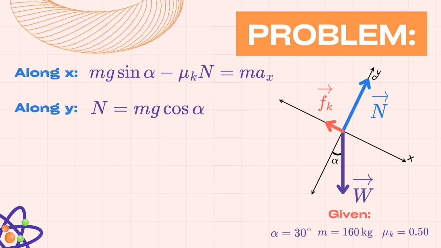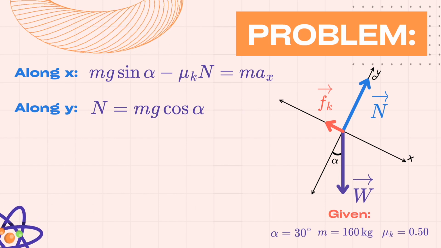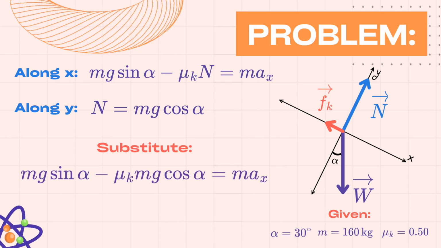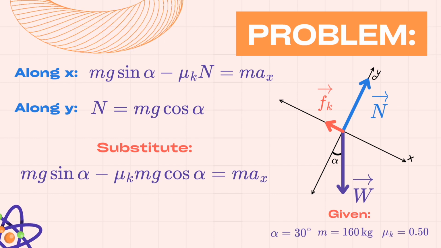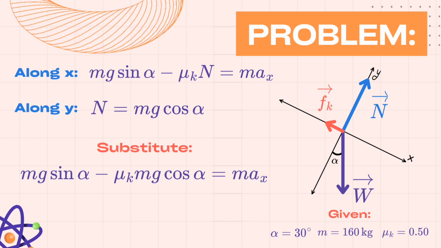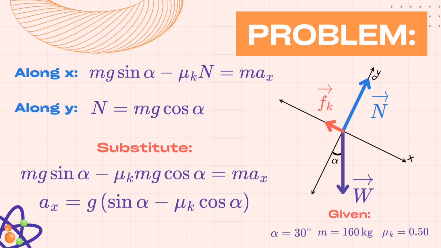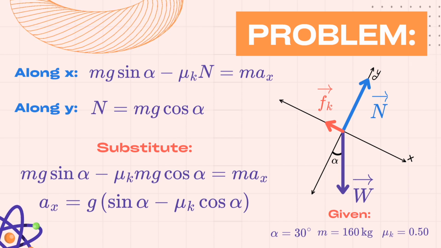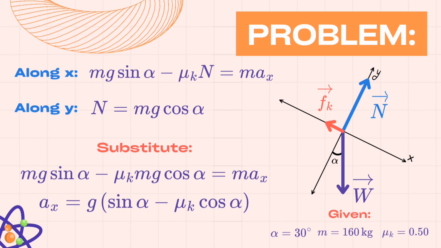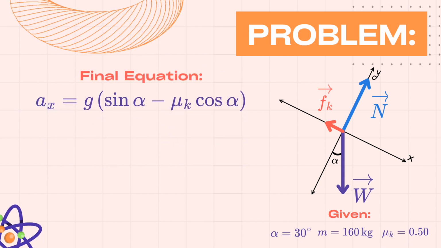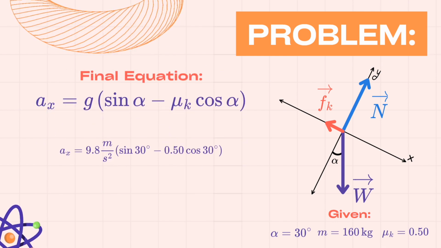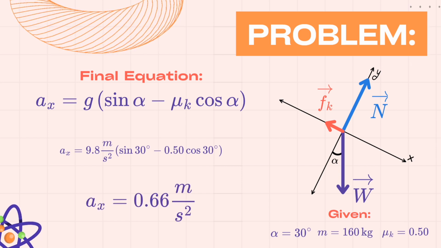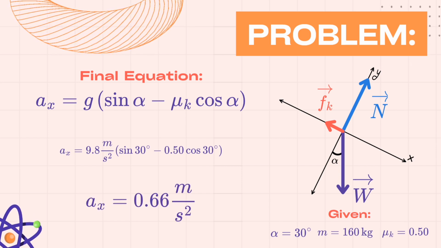Now, recall that what we wanted to solve for was a_x. We can get this by substituting the second equation into the first, so that we get mg sine alpha minus mu_k m g cosine alpha equals m a_x. After a bit of simplification, this finally gives us a_x equals g times the quantity sine alpha minus mu_k cosine alpha. And now we have our final equation. All that's left is to substitute our given values and we get our final answer. a_x equals 0.66 meters per second squared.